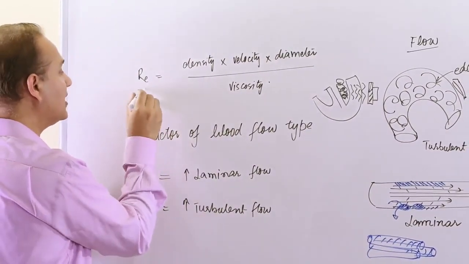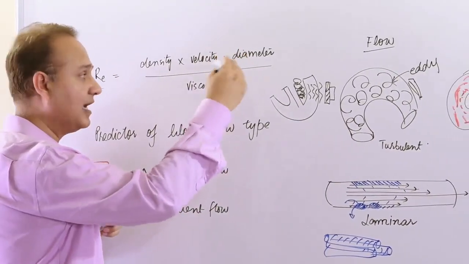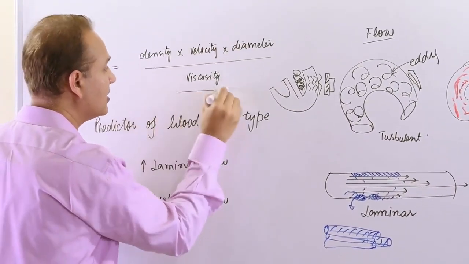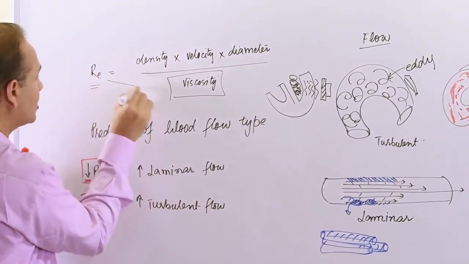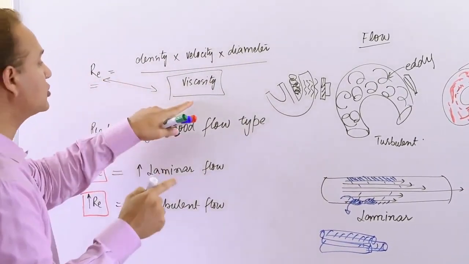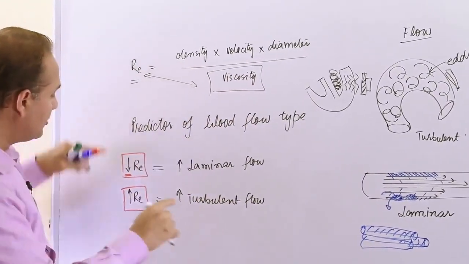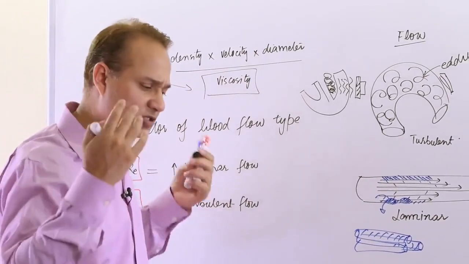Let's look at it. Reynolds number has some parameters above and some below in this equation. Look, what is the denominator? Viscosity. So first let's talk about that. What that says is that if viscosity increases, Reynolds number reduces, and we saw that Reynolds number reduction means laminar flow.